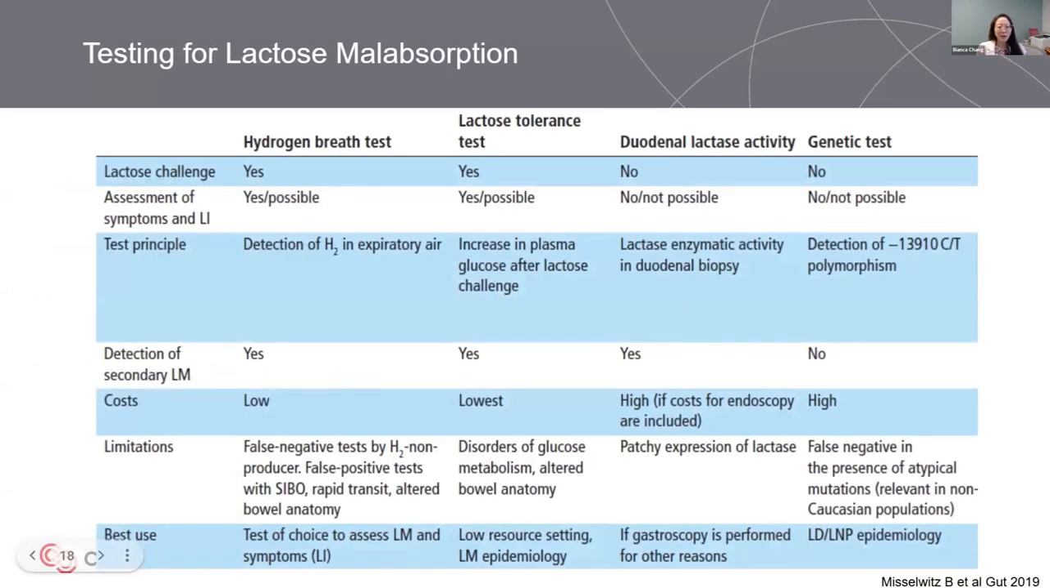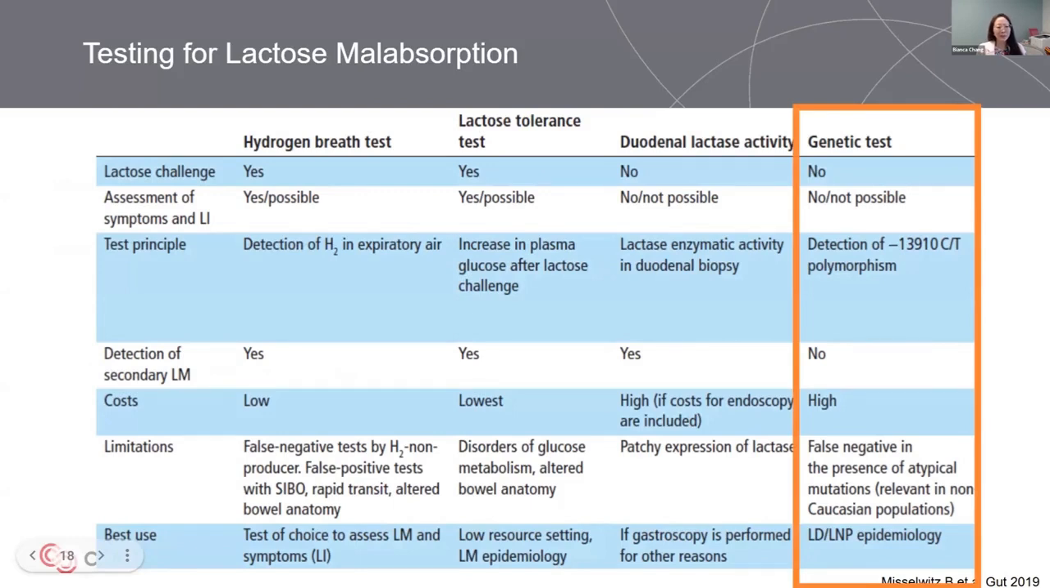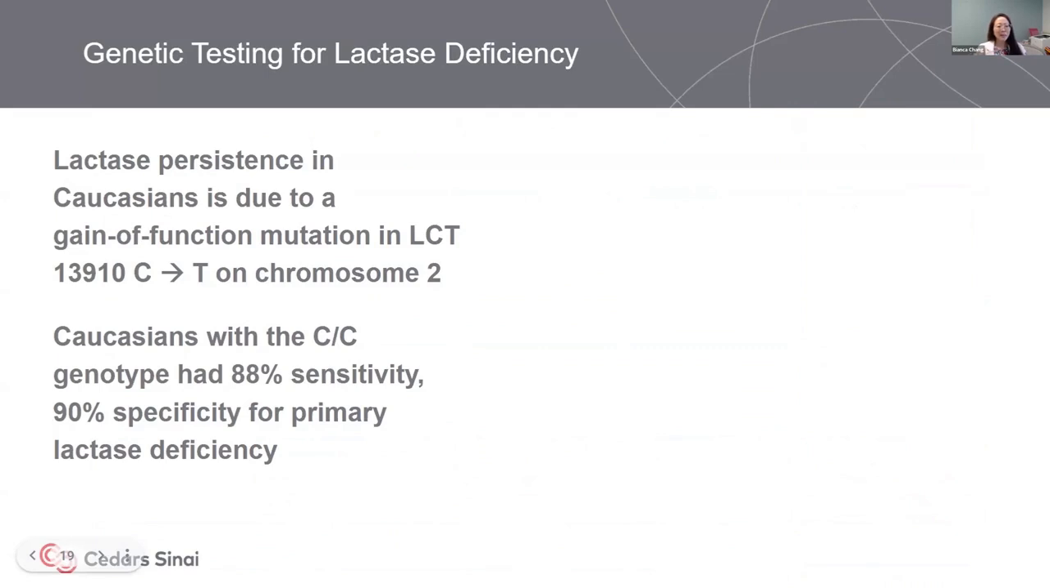The last test I'll talk about is a genetic test for specifically the lactase persistence and lactase non-persistence. So this is a test specifically for a chromosomal mutation. We know that the lactase persistence gene in Caucasians is due to a gain-of-function mutation on chromosome 2 in this very specific location, where the cytosine is now a tyrosine. And so that has to do with sort of the DNA building blocks, but that mutation allows mostly Caucasians to have lactase production throughout their entire life. And that's what we call lactase persistence. So in Caucasians, this genetic mutation allows them to be able to digest dairy basically for their entire life.